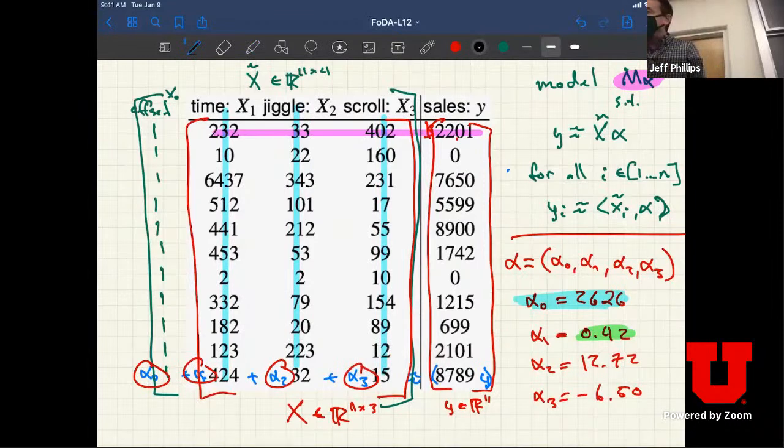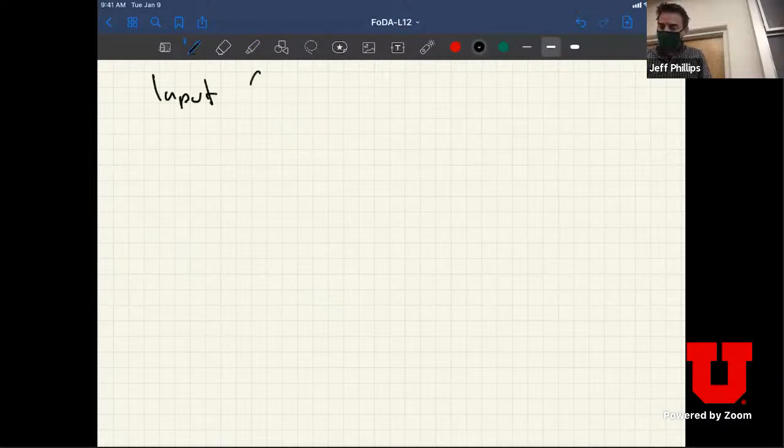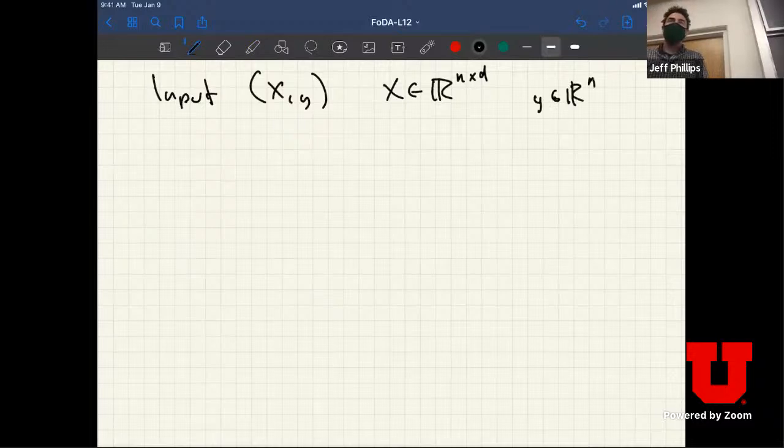Okay. All right. Let's talk about how to actually solve this. Now, I promised there was going to be a way to actually get those values, and we'll hopefully see it in Python as well. Okay, so let's write down this algorithm again. We have input x, y, where x is going to be an n by d matrix, and y is going to be an n-dimensional vector here.